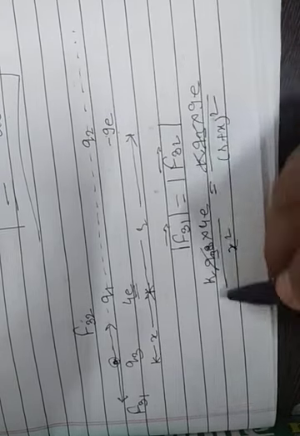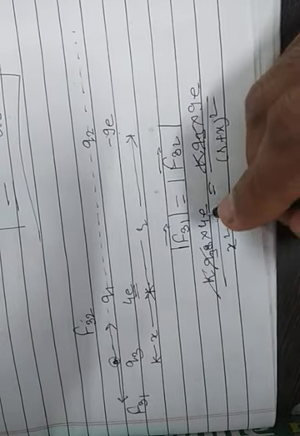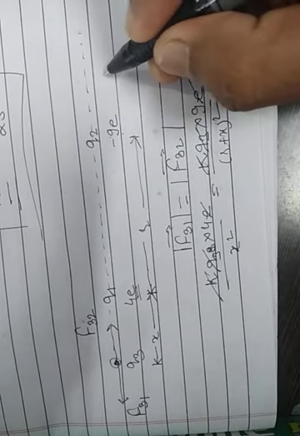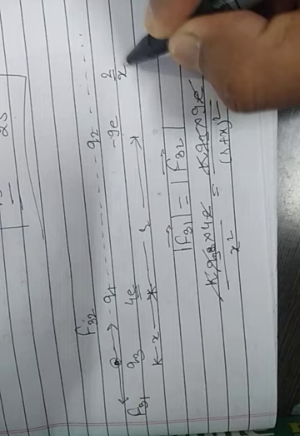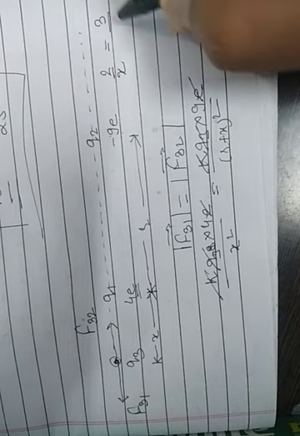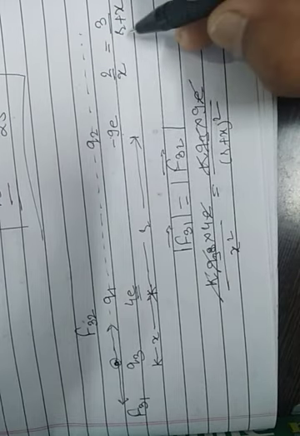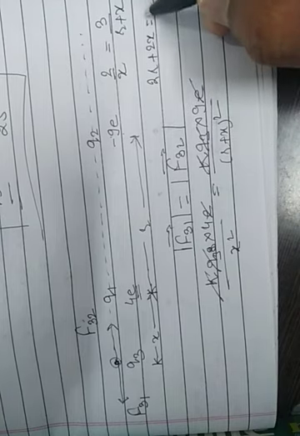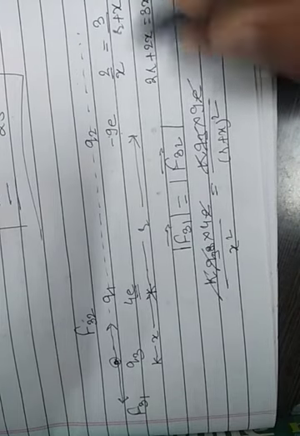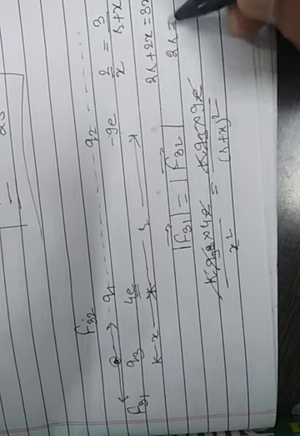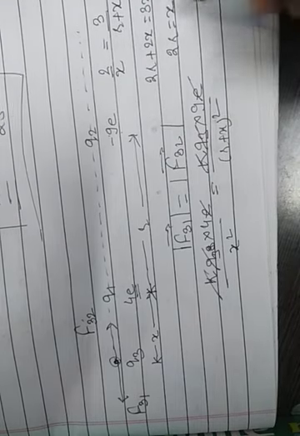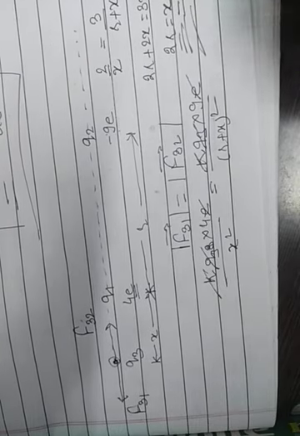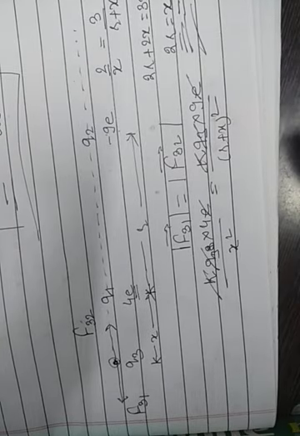Q3 cancels, k and k cancel, and obviously e and e will also be cancelled. Now we'll take square root. So it becomes 2 upon x is equal to 3 upon r plus x. By cross multiplication it becomes 2r plus 2x is equal to 3x. So 2r is equal to 3x minus 2x, that is x. So x is equal to 2r. This is the position of Q3.